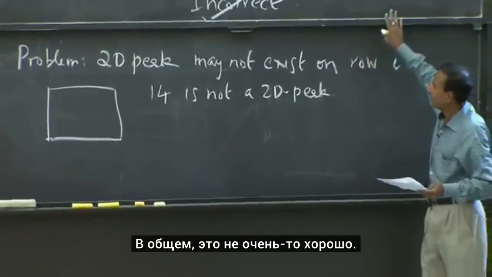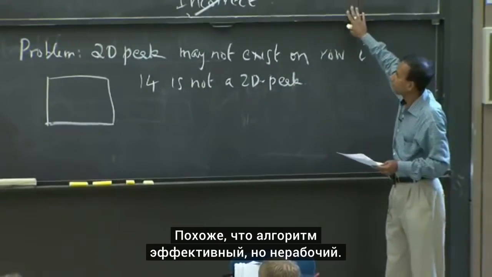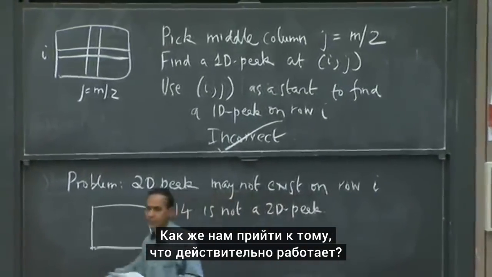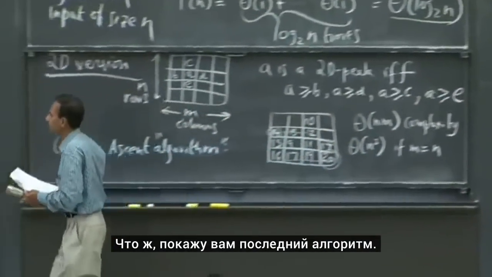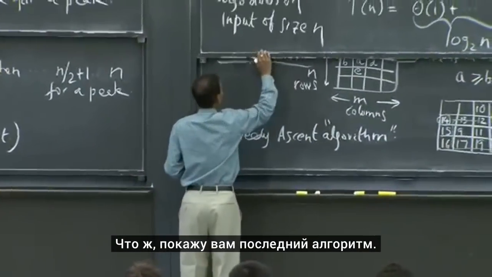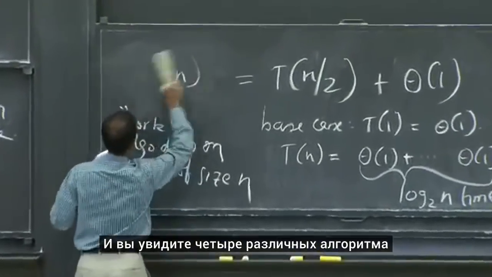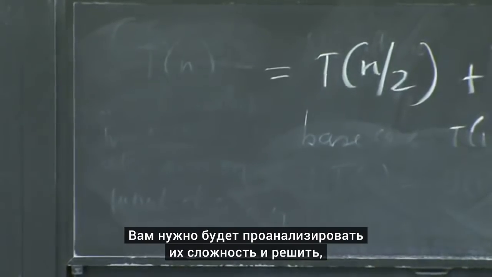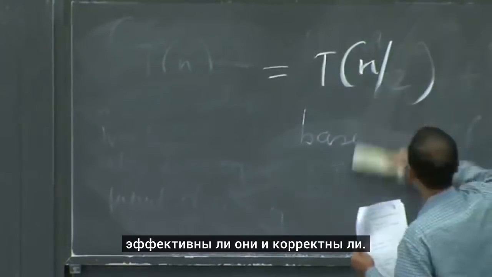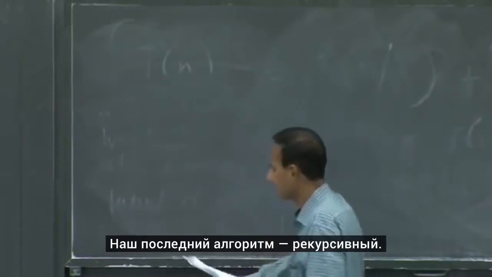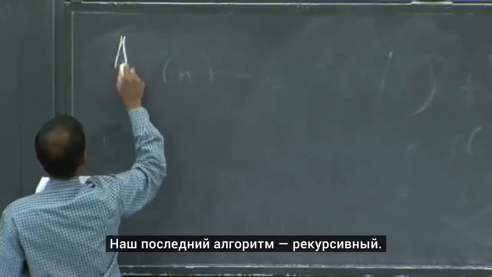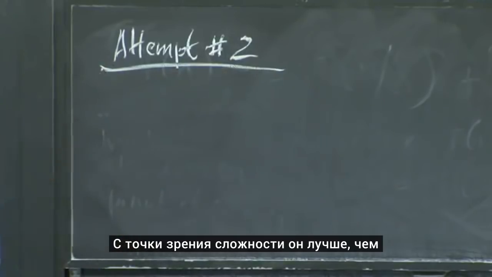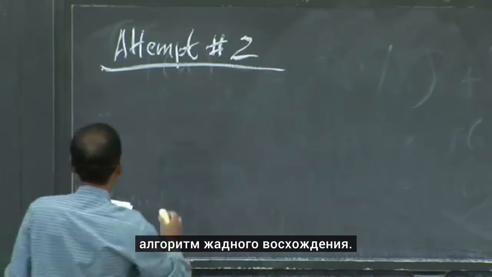So not so good. It looked like an efficient algorithm, but it doesn't work. All right? So how can we get to something that actually works? The last algorithm that I'm going to show you, and you'll see 4 different algorithms in your problem set that you'll have to analyze the complexity for and decide if they're efficient and if they're correct. But here's a recursive version that is better, in terms of complexity, than the greedy ascent algorithm. And this one works.